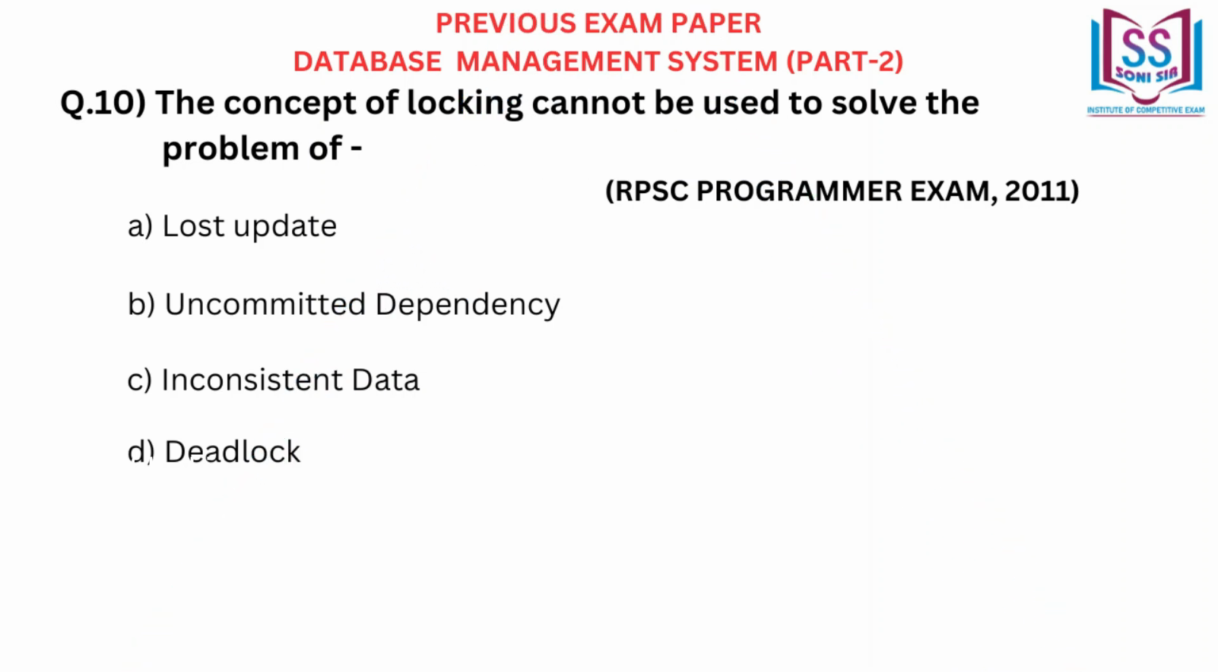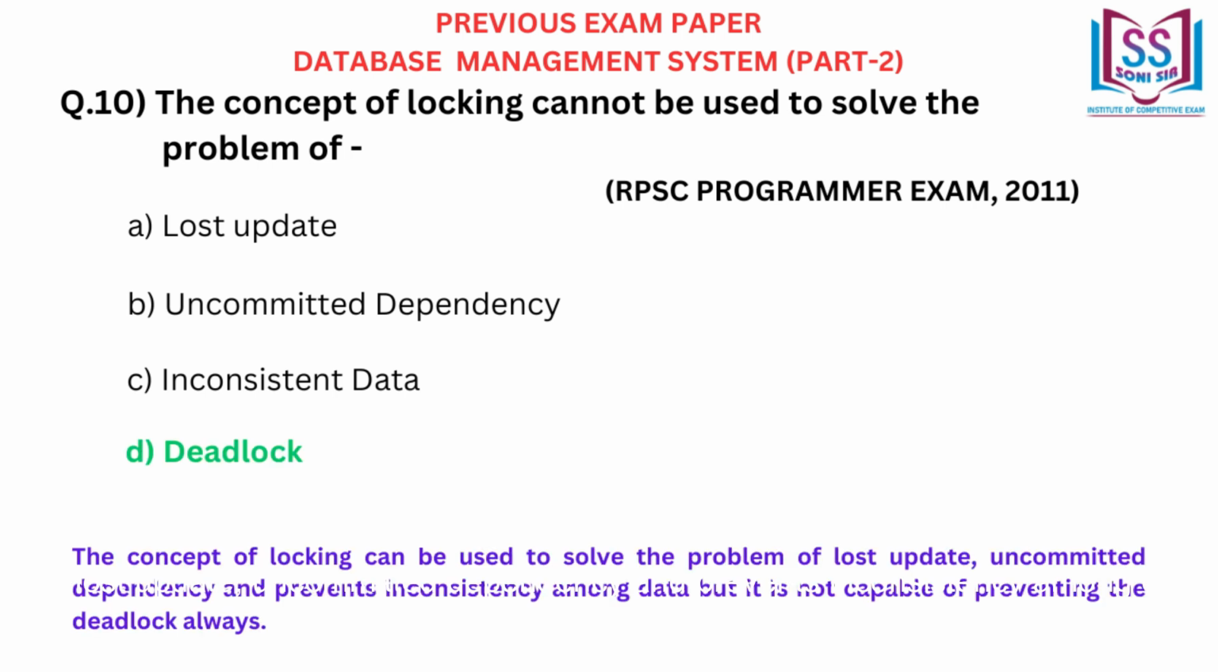The concept of locking cannot be used to solve the problem of: A. Lost update, B. Uncommitted dependency, C. Inconsistent data, D. Deadlock. Correct answer D. Deadlock. The concept of locking can be used to solve the problem of lost update, uncommitted dependency and prevents inconsistency among data, but it is not capable of preventing the deadlock always.